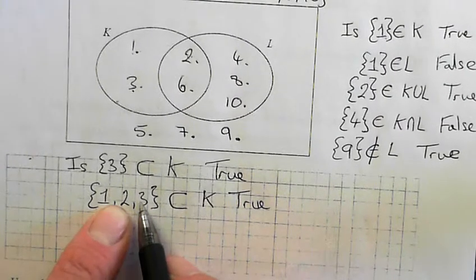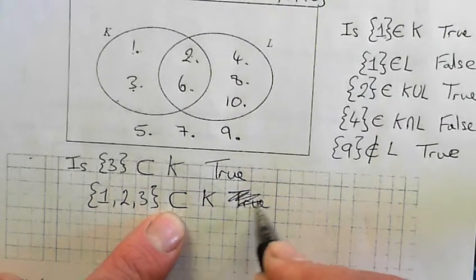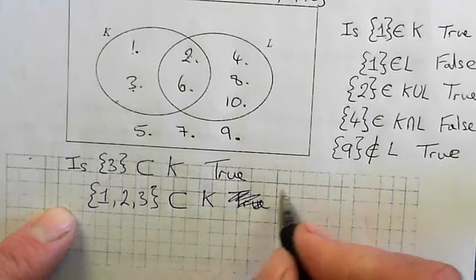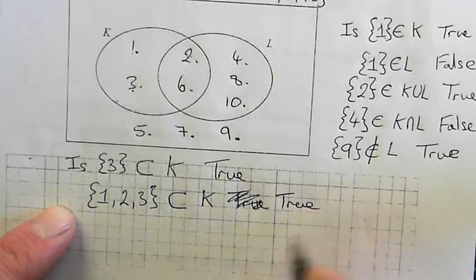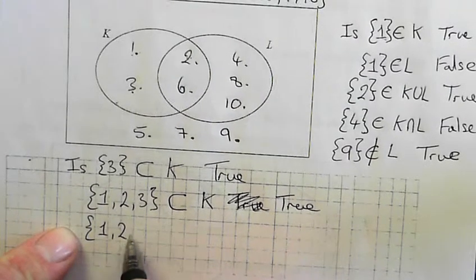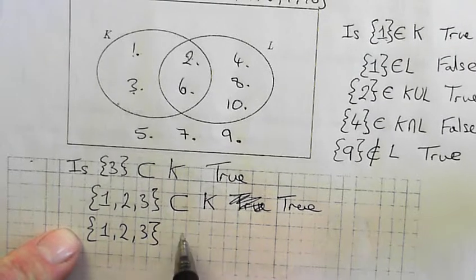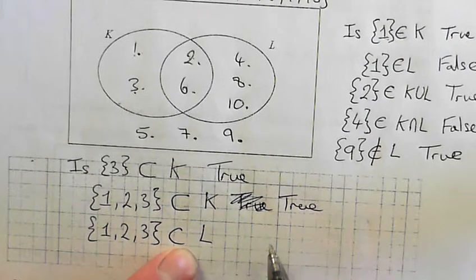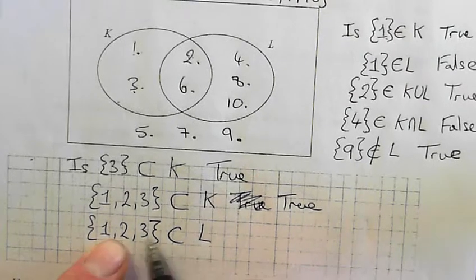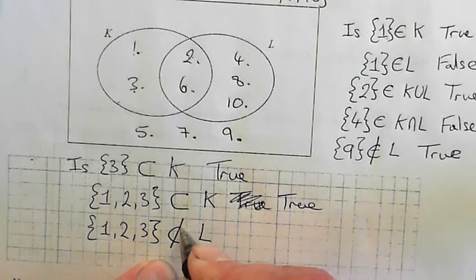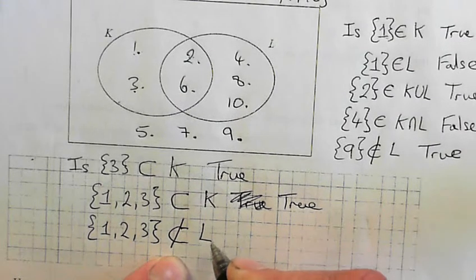What I could say is 1, 2, and 3. I could also say 1, 2, and 3 are contained in. Okay. So that was true. I'll do another example. Is 1, 2, and 3 contained inside L? False. So I could also rewrite the statement and I could say 1, 2, and 3 is not contained inside L.